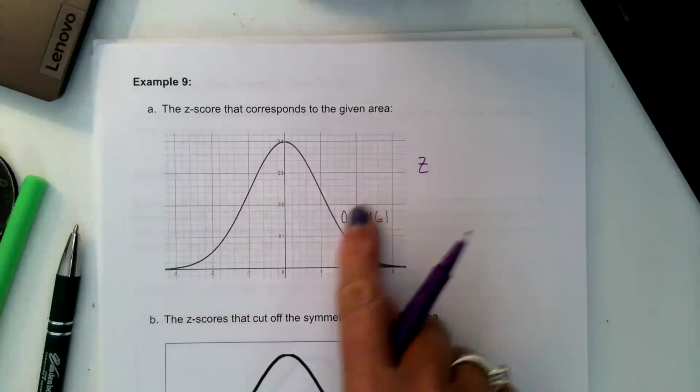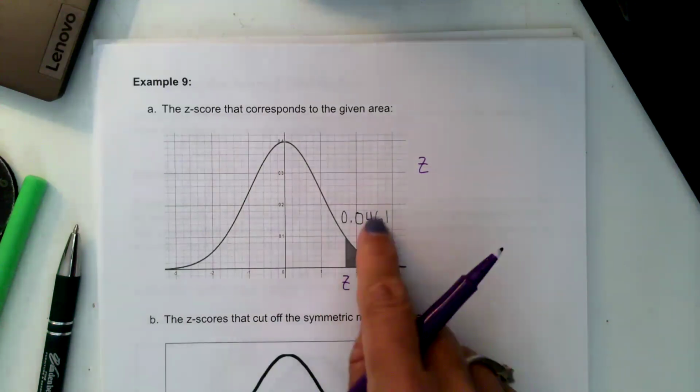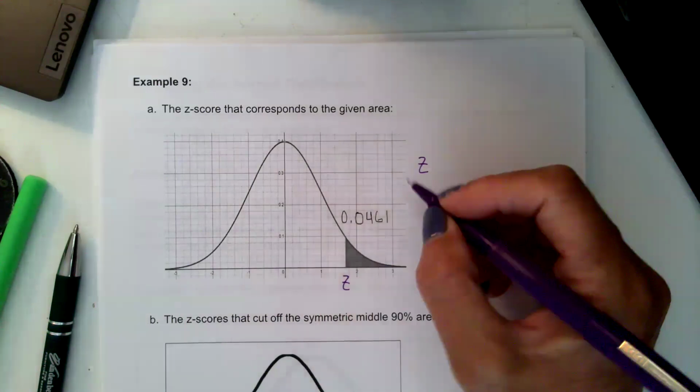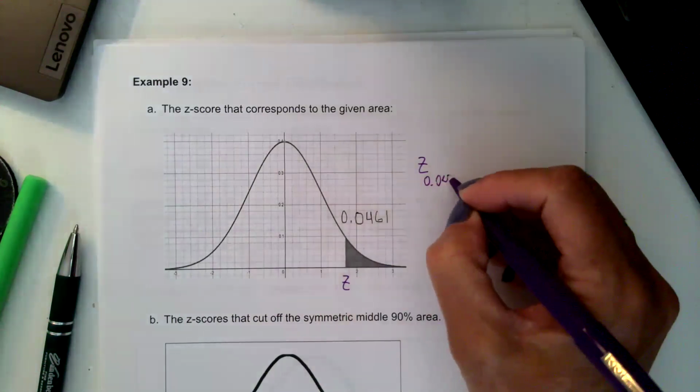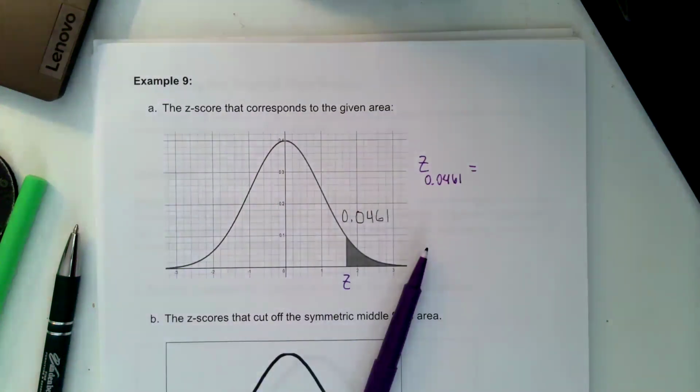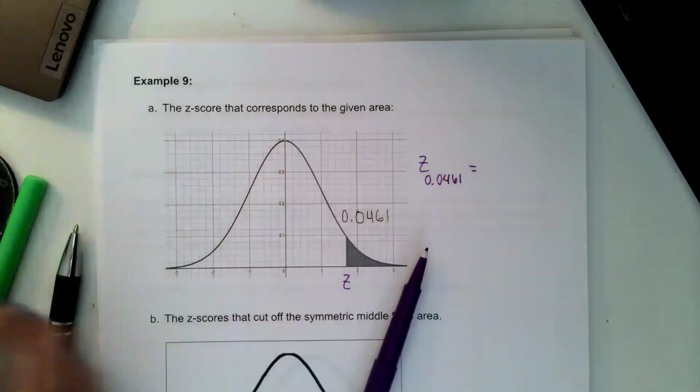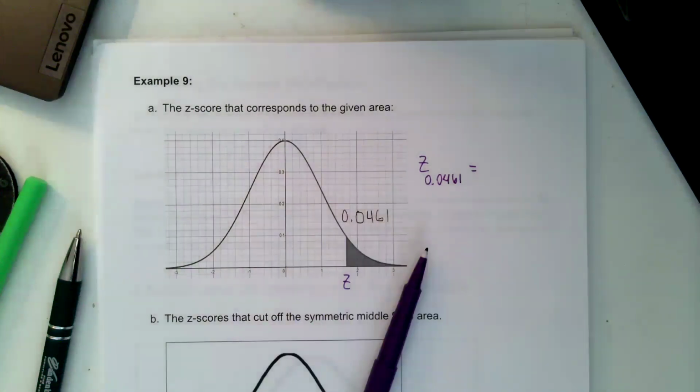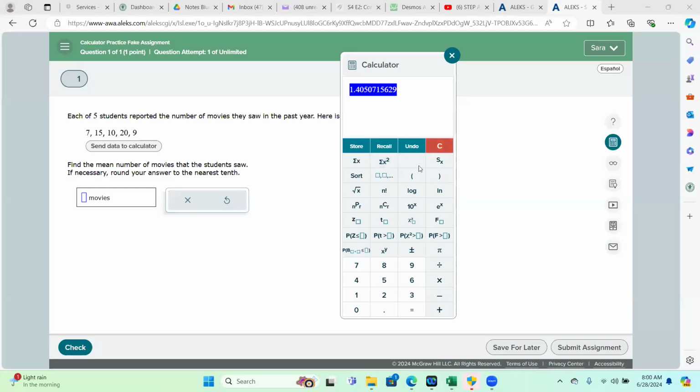And I'm asking for a right-hand area. That's what it's giving me, and that's what it takes in Alex. So I get to write it just as it is. So we're going to go to Alex and enter it just like this. And there is the z-score that goes with that, 1.68. 1.684 if you want to go to 3 decimal places.